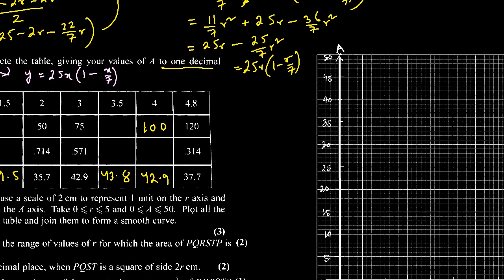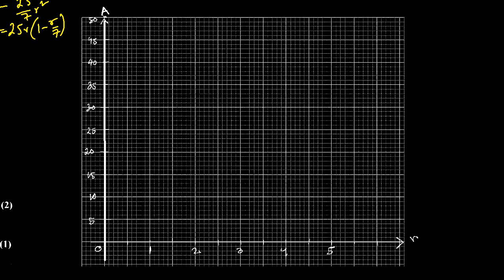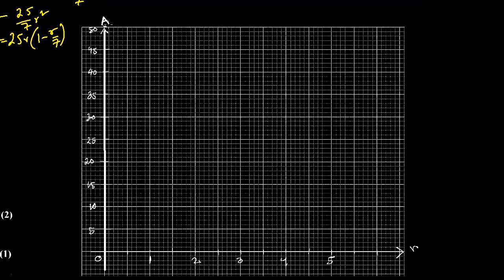This would be printed nowadays. You don't have to worry about that. So this is what it would look like. For every 2 centimeter, we have 1 unit here on the x-axis or r-axis. Remember to label it r-axis. And on the y-axis, which is the a-axis, every centimeter or every square is 5 units. So this is it. Now we have to plot this.